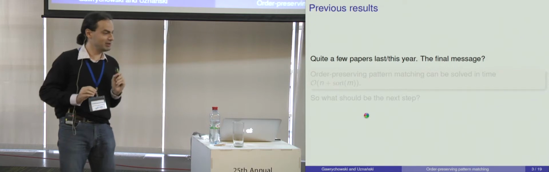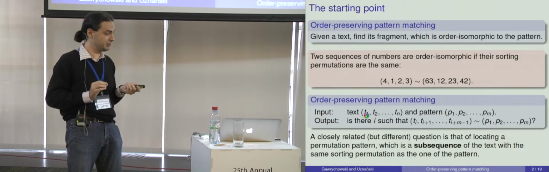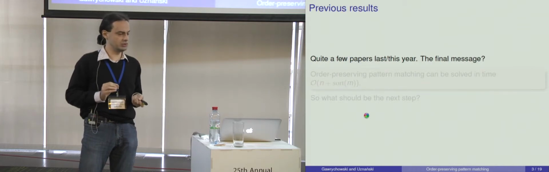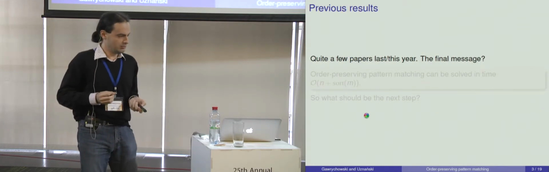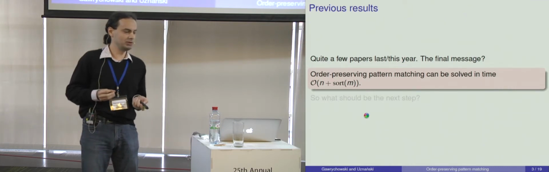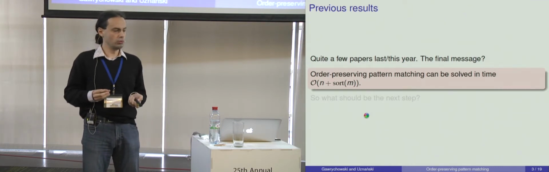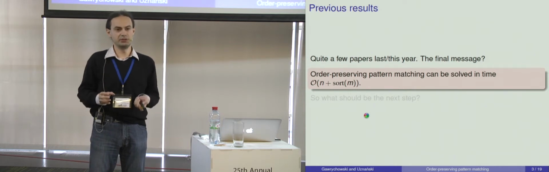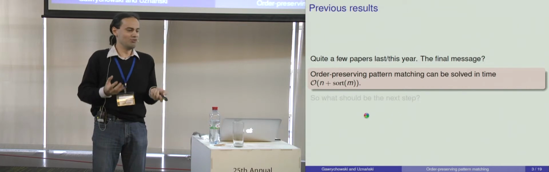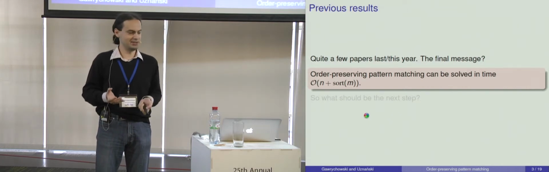So there have been quite a few papers on the order preserving pattern matching last year and this year. So what's the message from those papers? Well, the message, as far as I understand, is that the problem can be solved in close to linear time. So you need to sort something, and that's it. The rest is linear time. So for order preserving pattern matching, we understand the problem, right? So what should be the next step?